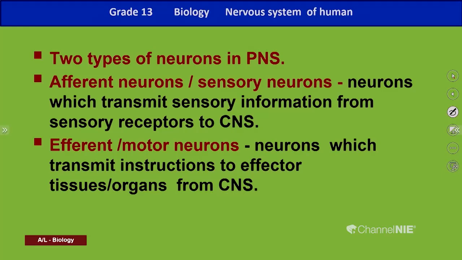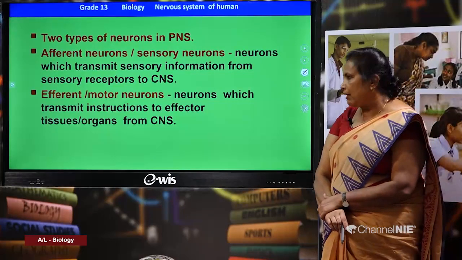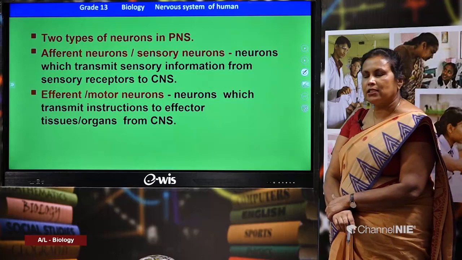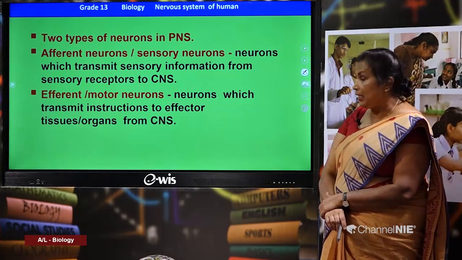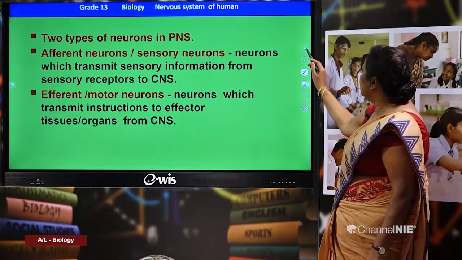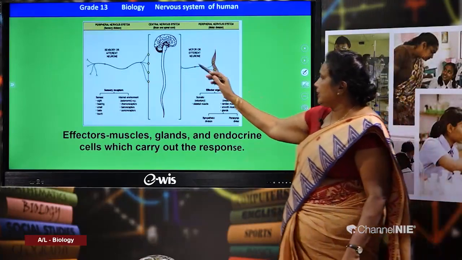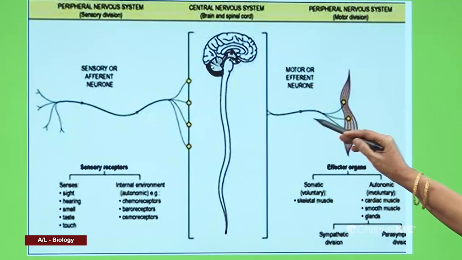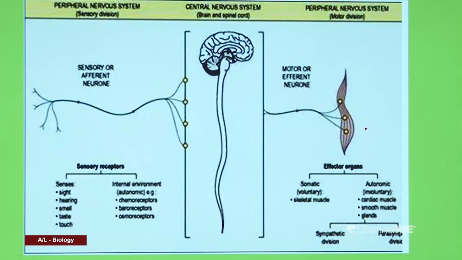One type is called the afferent neurons or the sensory neurons, which transmit impulses into the central nervous system from the sensory organs. The other one is efferent neurons or the motor neurons, which transmit instructions to the effector organs from the central nervous system. You can see in this diagram, sensory impulses are transmitted by sensory neurons, and the motor neurons carry information from the central nervous system to the effector organs.